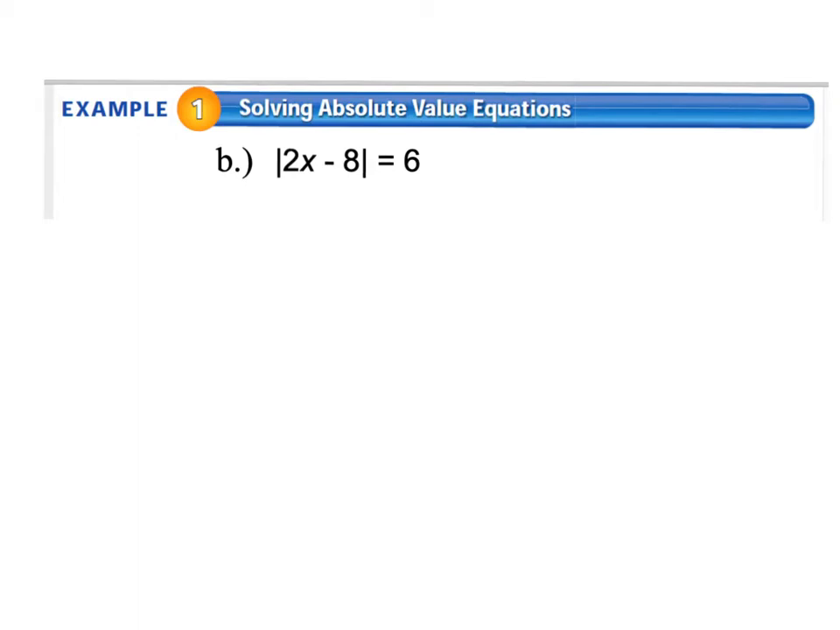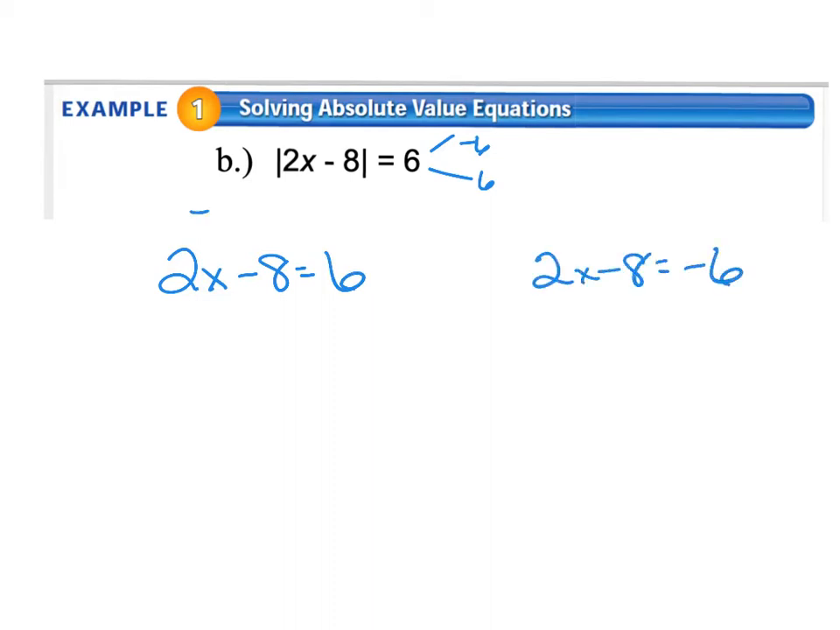Absolute value of 2x minus 8 equals 6. So that means the absolute value is 6, so it could either equal a negative 6 or a positive 6. So I rewrite it. 2x minus 8 equals a positive 6. 2x minus 8 equals a negative 6. I have the positive case here. I have the negative case over here. So go ahead and do the math.